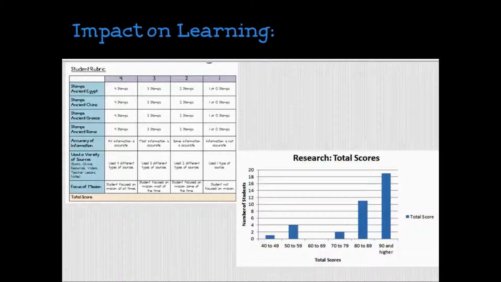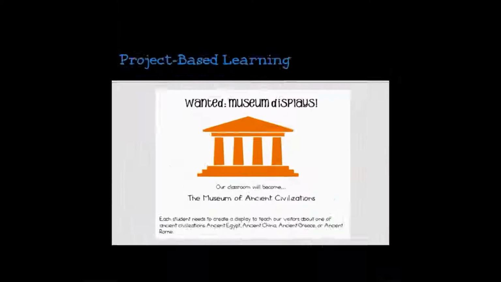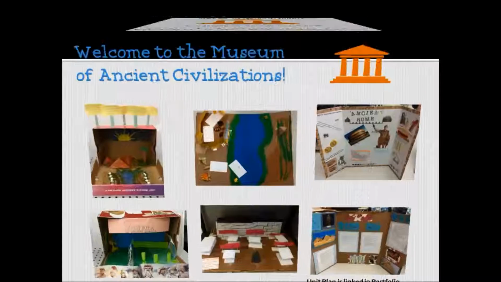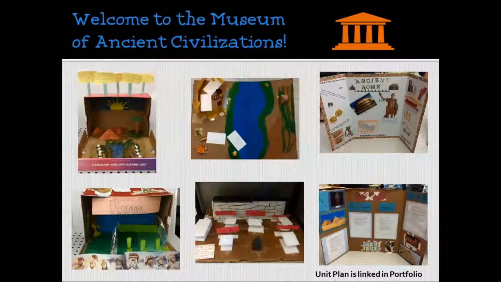Students' passports were scored using a rubric. After completing the research, students applied their new knowledge by creating a museum display about one of the ancient civilizations. These projects were also scored using a rubric. Projects demonstrated that students' learning about each civilization had extended well beyond the essential knowledge of the unit.